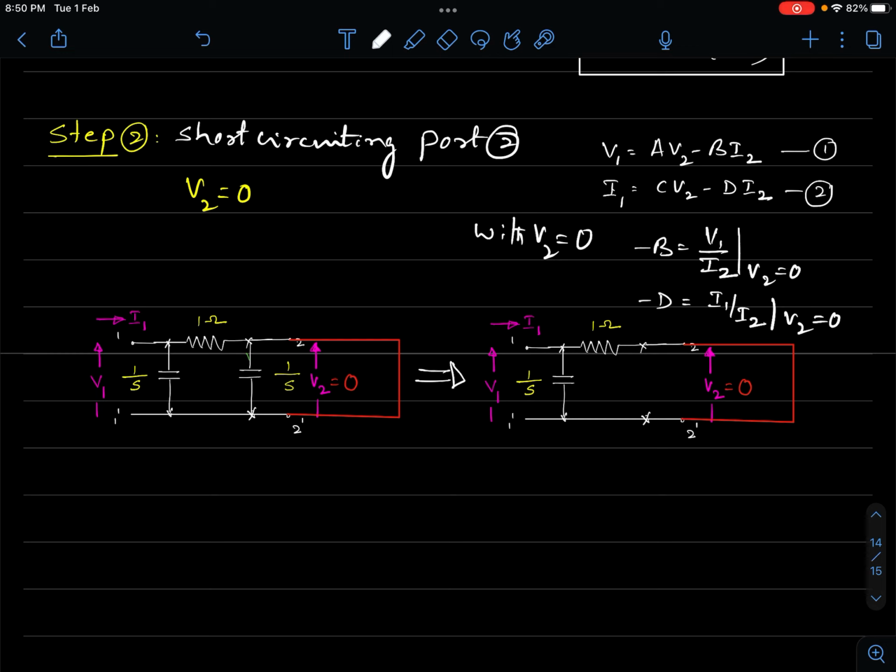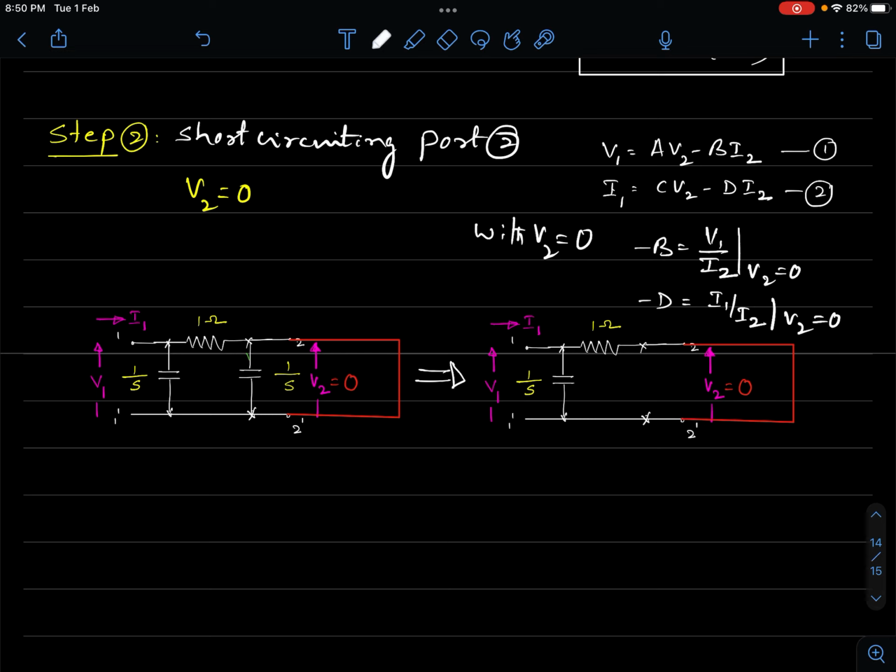So I wanted to remind you of these two equations because we are interested in getting B and D. So what are we supposed to find? We are supposed to find out the ratio of V1 to I2 and the ratio of I1 to I2. So that is our objective. Okay. So we know what we need to do. Right, now we will come back to the network. So this is the network we have.